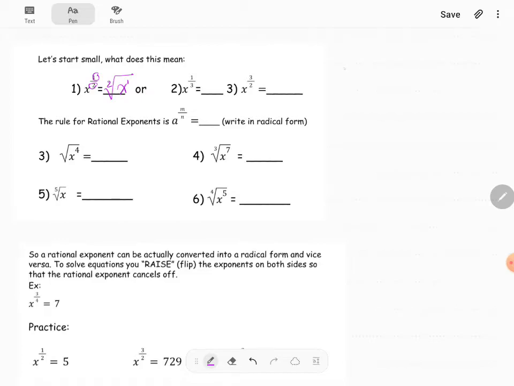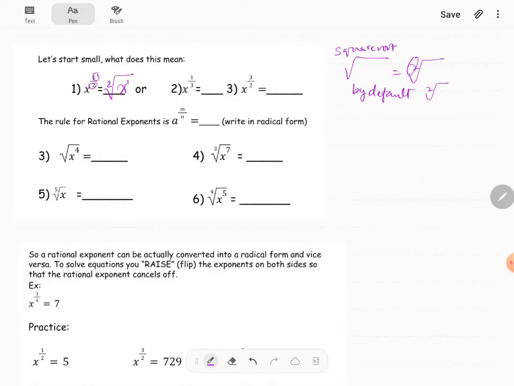Normally, for a square root, by default we understand it as a square root function. We don't have to write the 2 if it is 2. So we'll say square root. By default, if no number is there, it is assumed that it is square root.